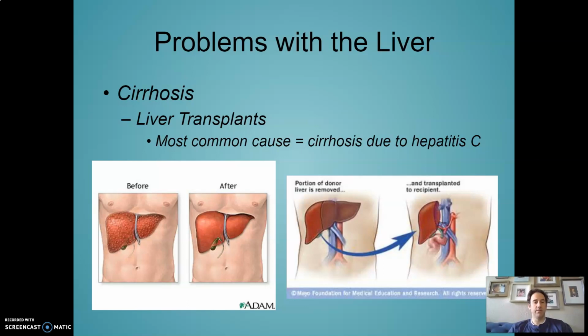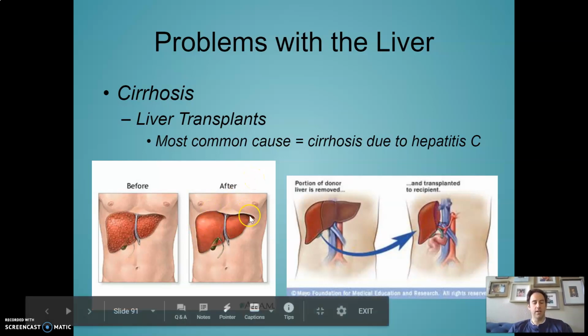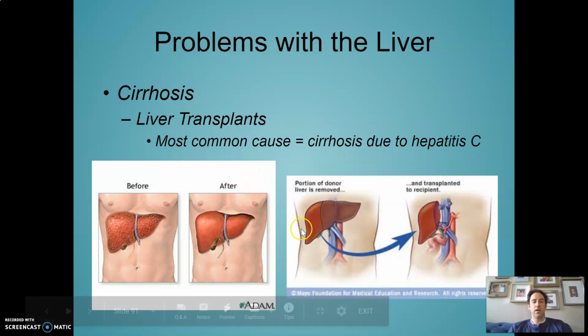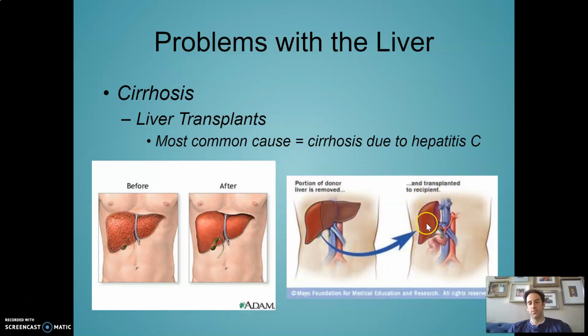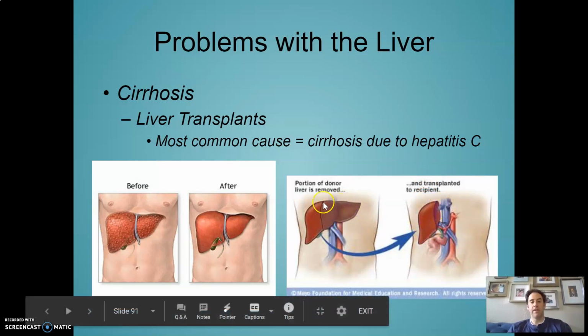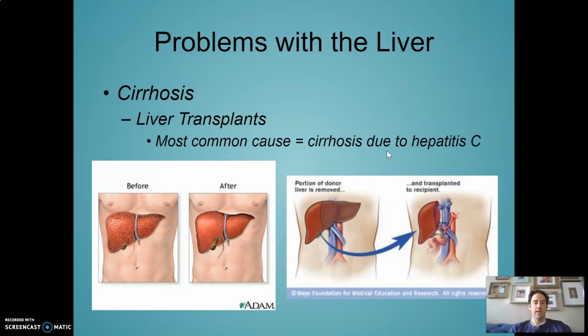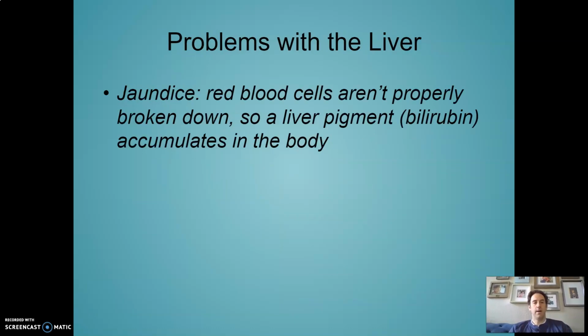And what's cool about a liver transplant is you only have one liver. And so a donor will only donate a portion of the liver. They cut out this little part, put that into a new person, and then it will actually grow and regenerate a full liver, and the donor's other half will regrow and regenerate a full liver. So the liver is one of the few organs that can regenerate itself, and that's what's cool about liver transplants. Another problem with the liver is jaundice.